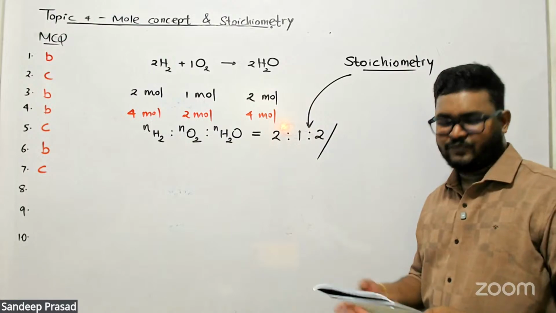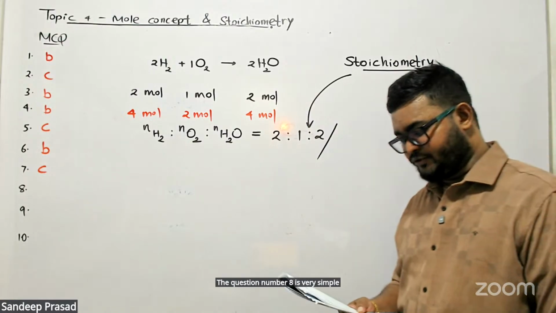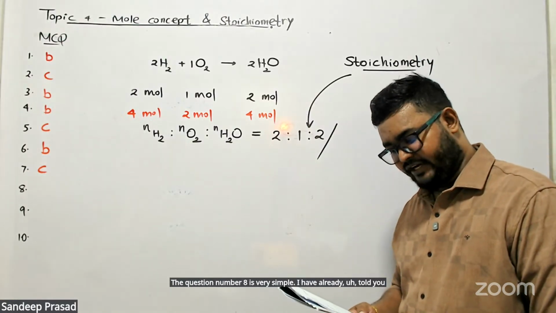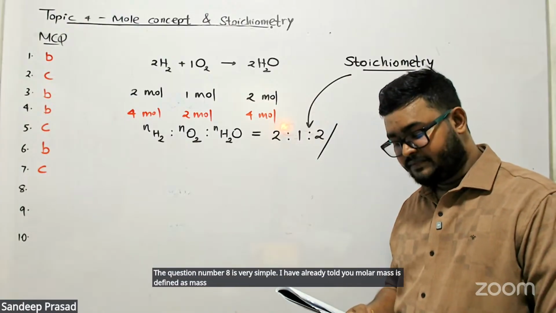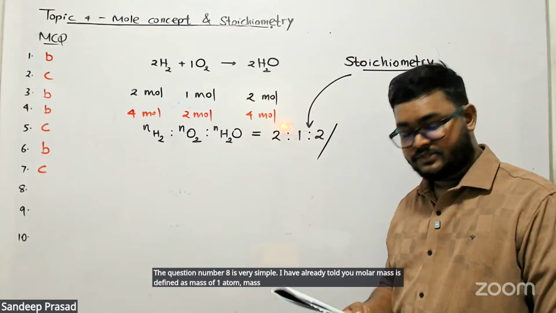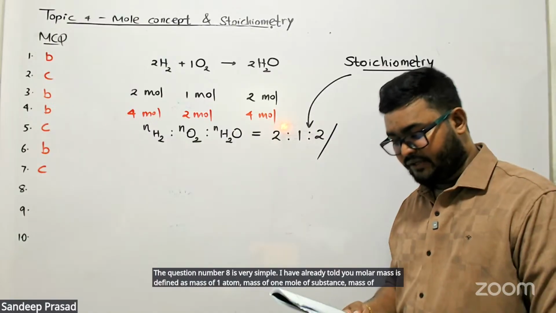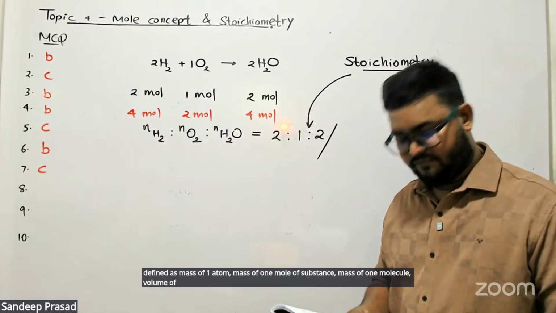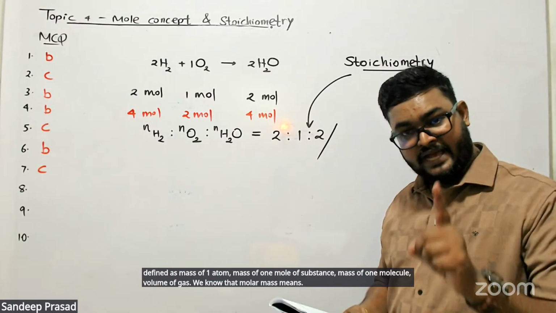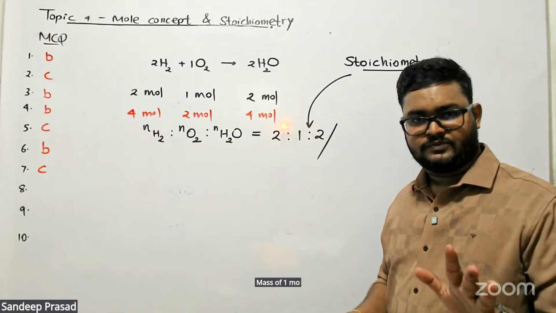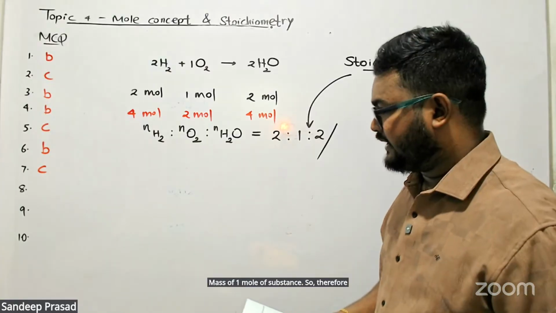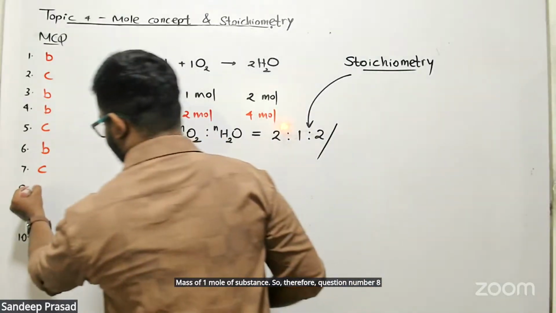The question number 8 is very simple. I have already told you. Molar mass is defined as mass of one atom, mass of 1 mole of substance, mass of 1 molecule, or volume of gas. We know that molar mass means mass of 1 mole of substance. So therefore, question number 8 answer is B. It's very easy.